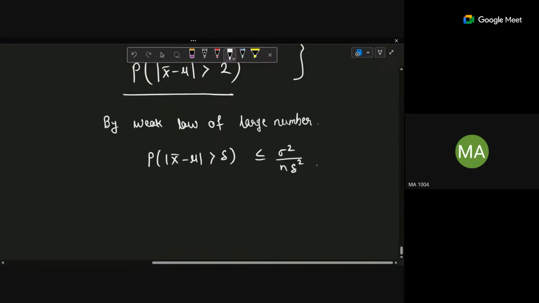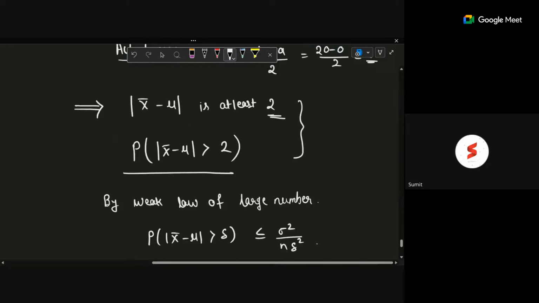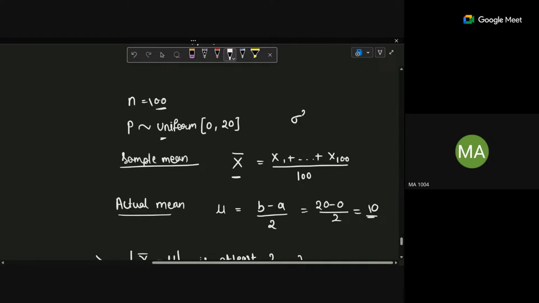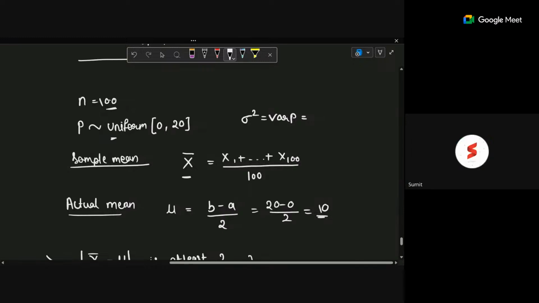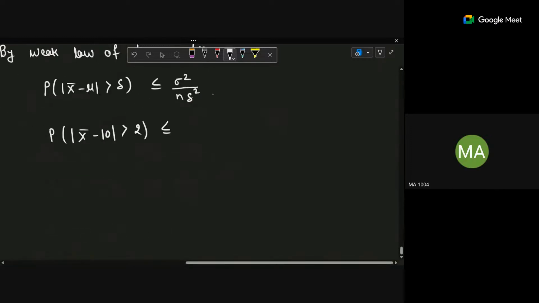What's our x bar? We don't know. Mu is what we calculated, 10. Delta is given to us as 2. What is sigma square? Sigma square is the variance of P, and it will be b minus a the whole square by 12. That is, b minus a is 20, that means 400 by 12. So sigma square is 400 by 12.